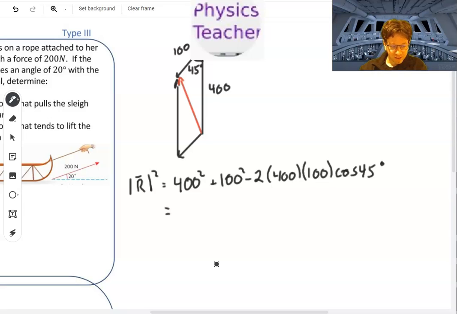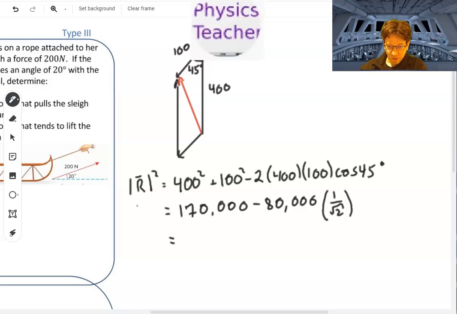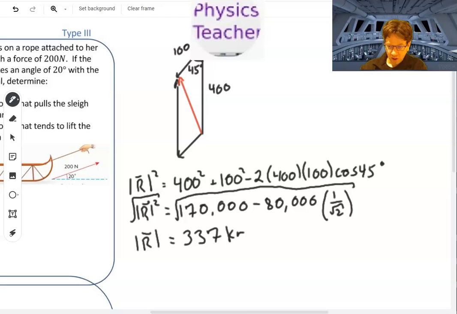So 400 squared, we have 170,000 minus 2 times 400 times 100, so 800 times that is minus 80,000 times the cos of 45, which is 1 over root 2. Okay, and square root both sides. Just doing this in less and less steps here. And we'll get the magnitude of r to be approximately 337 kilometers per hour.